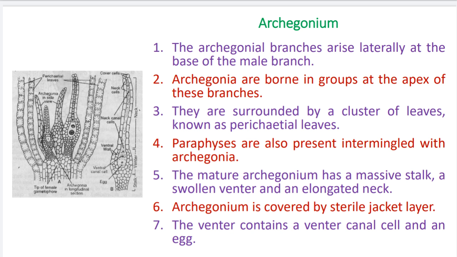Number 7. The venter contains a venter canal cell and an egg. The venter canal cell is there, and at the base of the venter there is an egg, which is haploid, having the female nucleus, also called the female gamete.